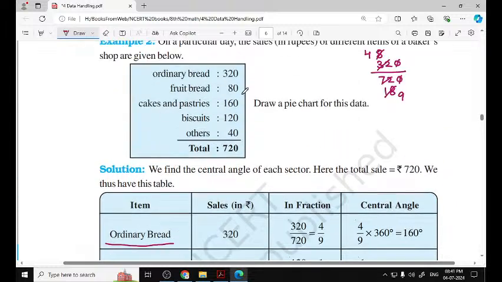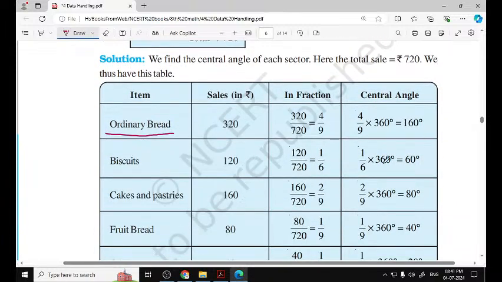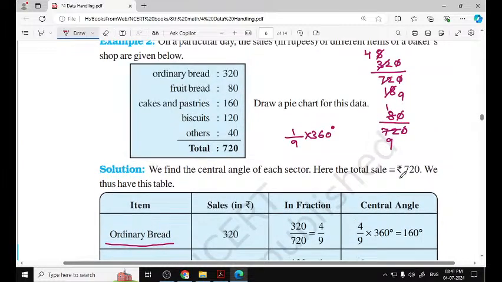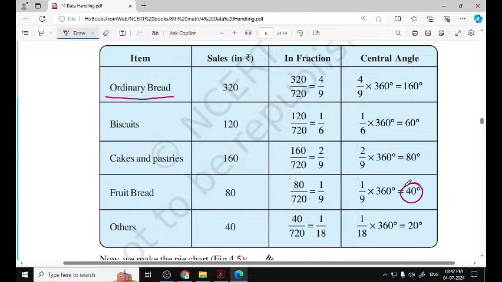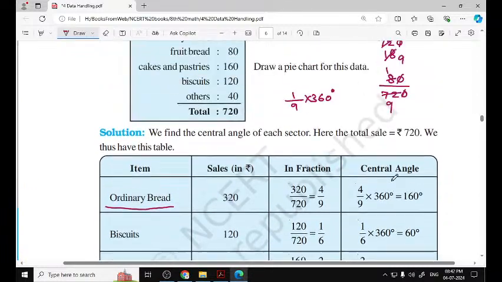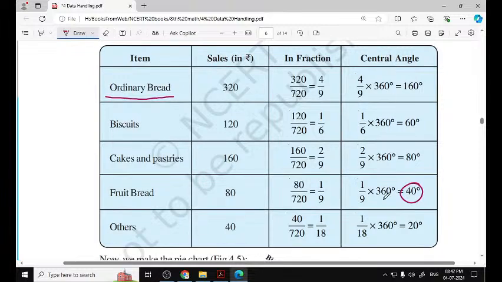For the next item, we will find out fraction by 80 divided by 720, and that fraction is 1 by 9. So to find out central angle, 1 by 9 into 360, that will give you 40 degree. It is for fruit bread. Yes, here it is. Similarly, we can get central angles for each of the items.